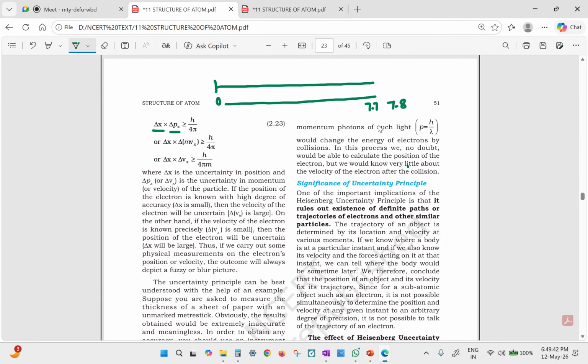It lies between the two. So can we say that it is around that point, 7.7, but not exactly coinciding? So can I say it is 7.7 centimeter plus or minus 0.5 centimeter?